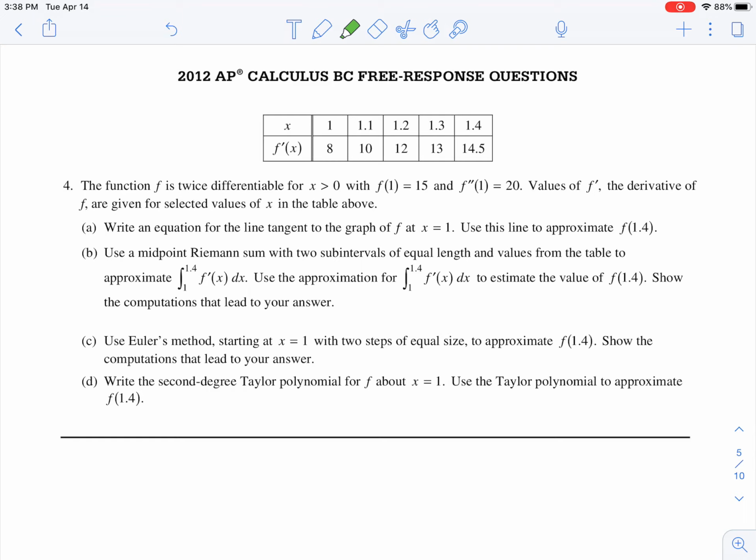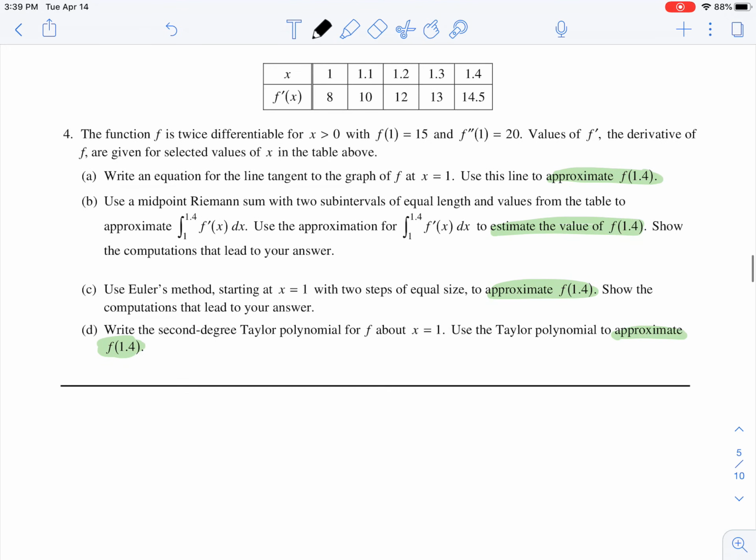If you look at each different part, in part A, we're trying to approximate f of 1.4. In part B, we're estimating the value of f of 1.4. Part C, you probably know what's coming up. You guessed it. In all of these, we're trying to approximate f of 1.4. That's a common theme throughout, but we're getting there in a number of different ways. So they're 4 separate topics, but I think they're really relevant to what we need to be preparing for this exam. So let's get through all of these.